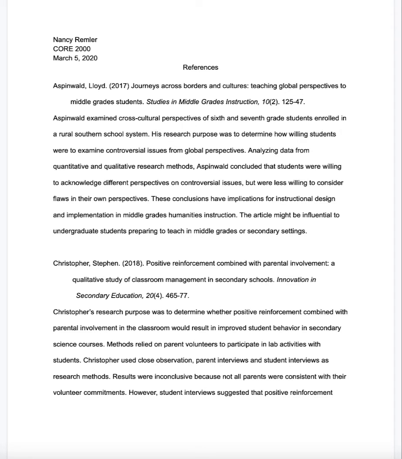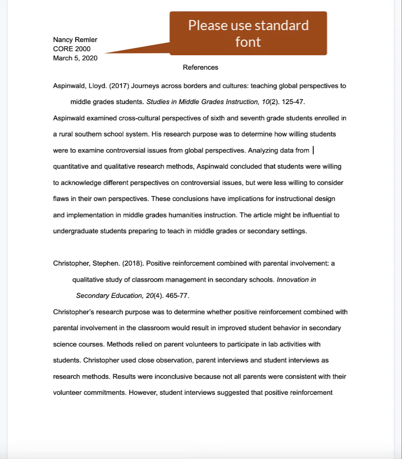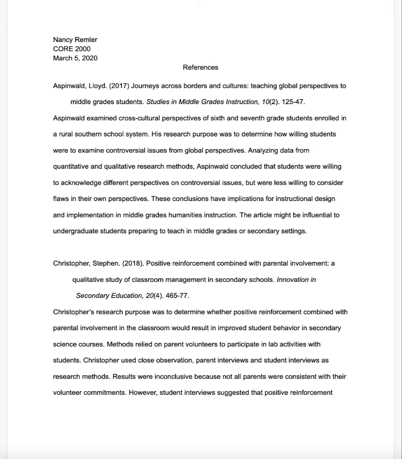Let's take a look first at the upper left-hand corner of this document. You'll notice that I've typed my name, the title of the course, and the date. That's how I would like your document to look when you compose yours. You don't have to use the same font that I used. I used Arial font. You could use any font that you like as long as it's a standard font. Please don't choose one that's in cursive or that's too decorative or fancy.